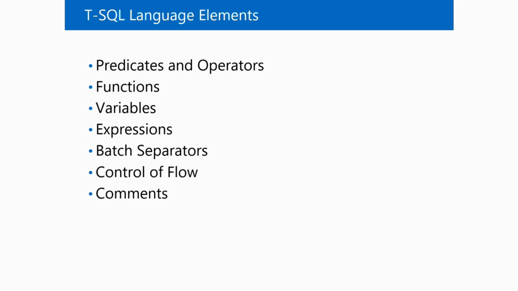familiar with the various objects, various things that we use as a part of the SQL statements. The language elements of T-SQL are predicates and operators, the functions, then the various variables that we create or the existing variables, expressions, batch separator, the control of flow language statements, and comments. So there are various elements associated with the language, and we'll be discussing them one by one. Now first we will be starting off with the predicates and operators.